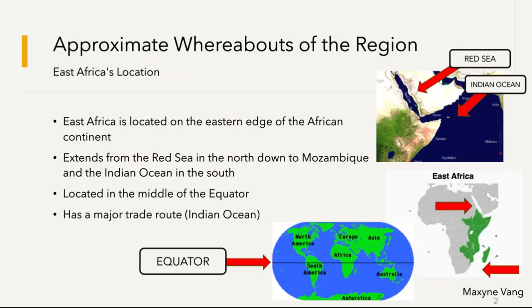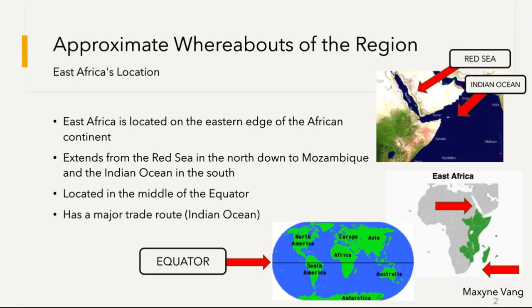This large stretch of land covers many different environments, from the desert and mountains to coastlines. East Africa is also located in the middle of the equator, which means most of the region experiences warm weather throughout the year, with tropical climates in many areas. Lastly, one of the most important things about East Africa's location is that it borders the Indian Ocean. This coastline has been a major trade route for centuries, connecting East Africa to places like India and the Middle East, and helping shape the region's culture and economy.